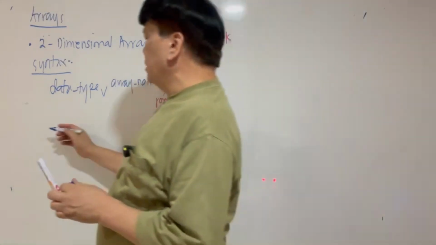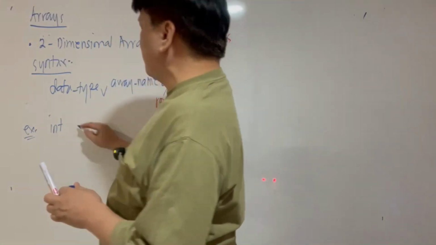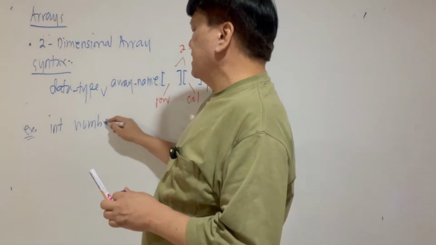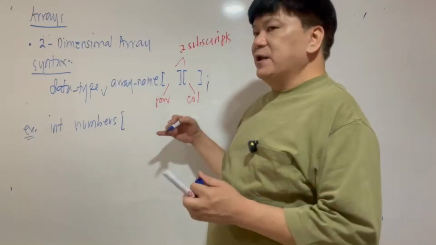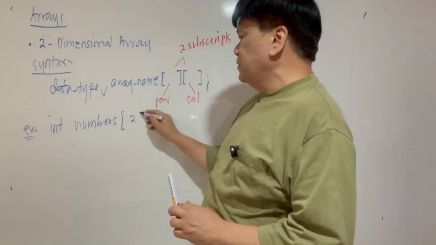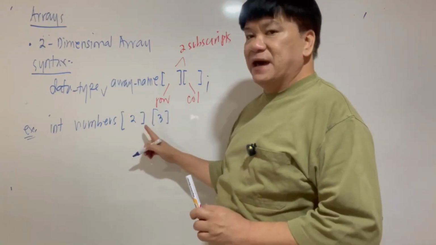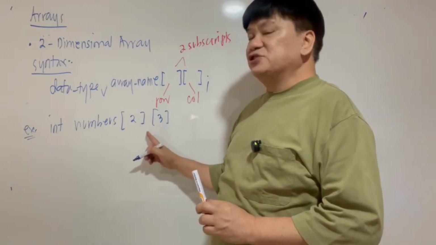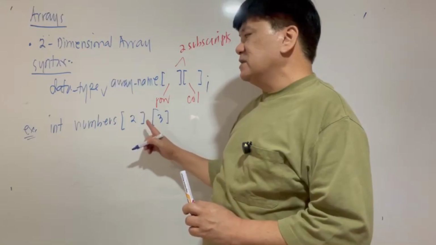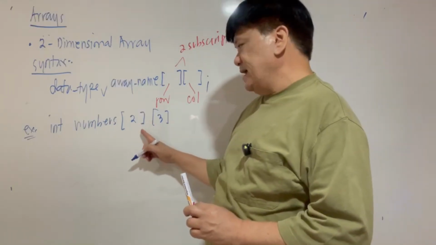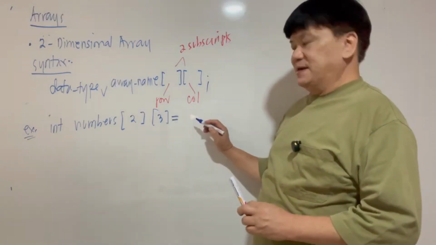Now, example. Data type again, integer. Let's have array name again, numbers. And then, for example, how many rows do I have? Let's say 2 rows and then 3 columns. So I have a 2 by 3 array for two-dimensional array. The number of elements inside the two-dimensional array is 6. 2 times 3 will give you 6. So let's put 6 elements.